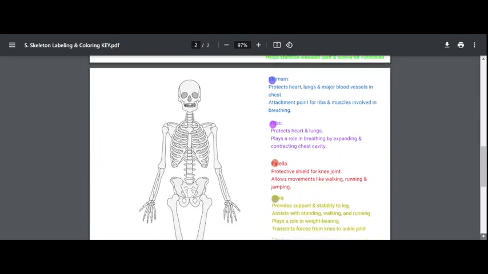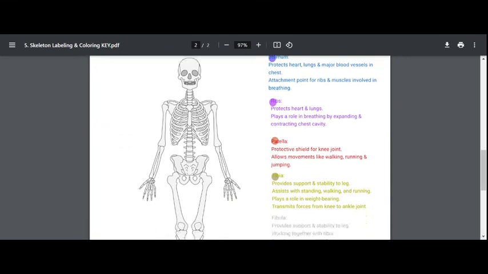Okay, and then we have the ribs in purple. Okay, so I'm sure you guys are all familiar with ribs, but here it is right here on the skeleton. Okay, these are the ribs, and the ribs protect the heart and lungs and plays a role in breathing by expanding and contracting chest cavity.